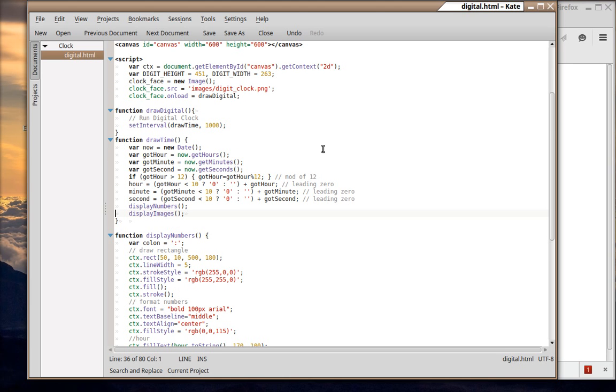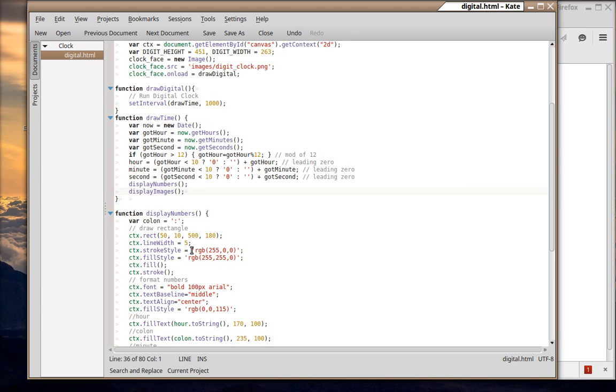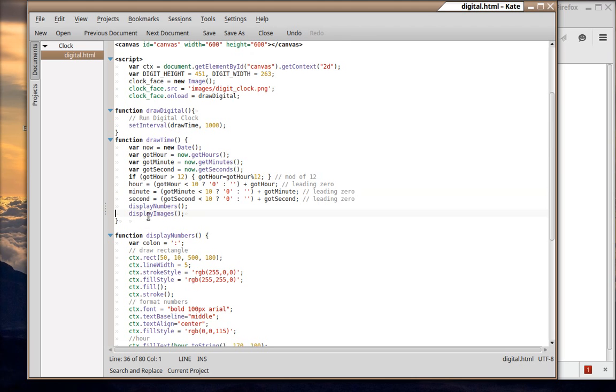And this time, instead of like in the one before with the analog and the digital, where they were separate, the times were got separately. They didn't have to be, but they were. This one only needs to be got once, and then it goes and draws the numbers, which we just went through, and then it draws the images.